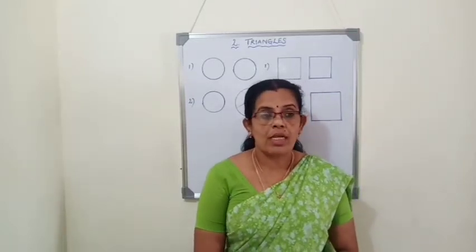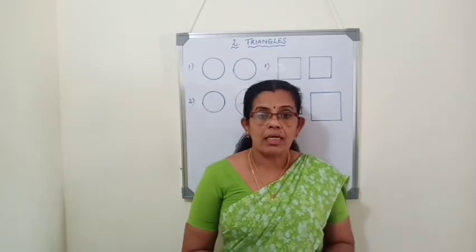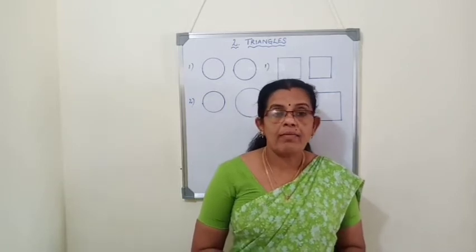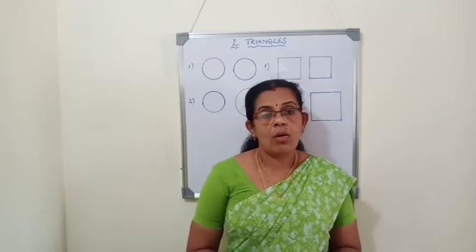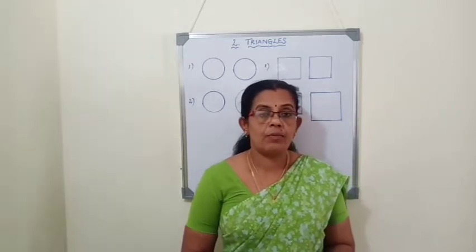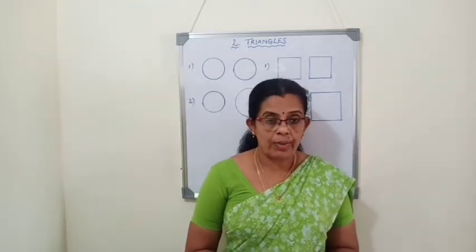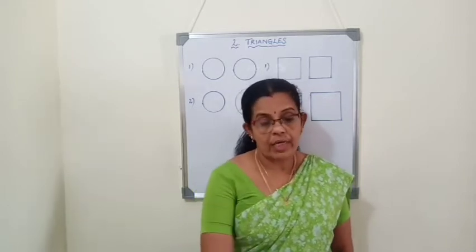Today we are going to start a new chapter, chapter 2, triangles. In your earlier classes, you had learned about triangles and their properties. And even last year, you had learned about congruent triangles. What are congruent triangles? If the corresponding angles and corresponding sides are equal, then the two triangles are said to be congruent. So, generally, how can we say about congruent figures?